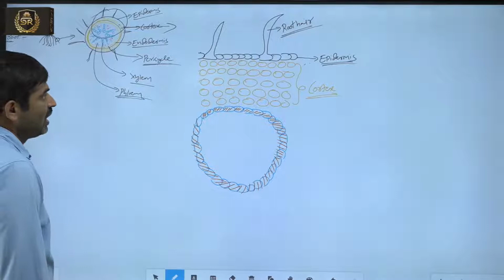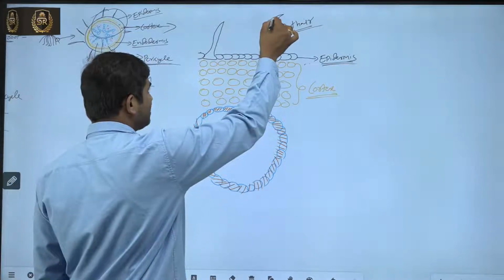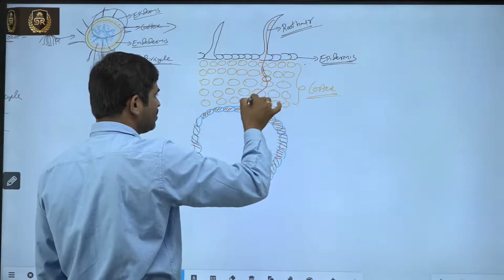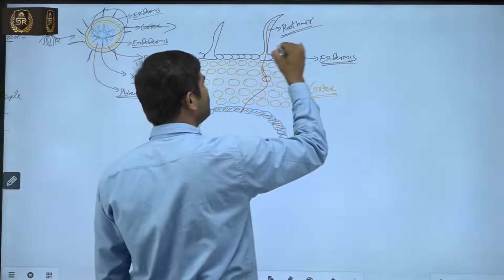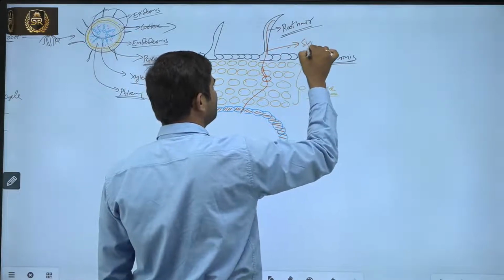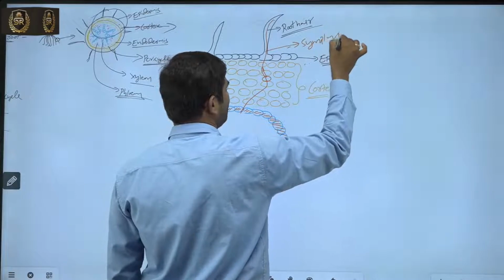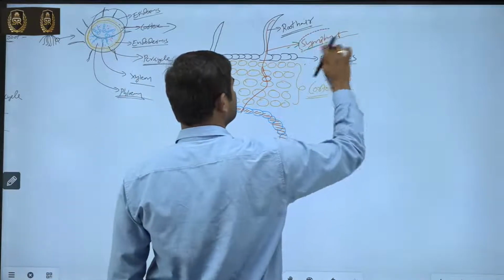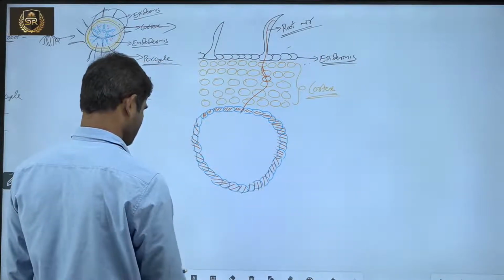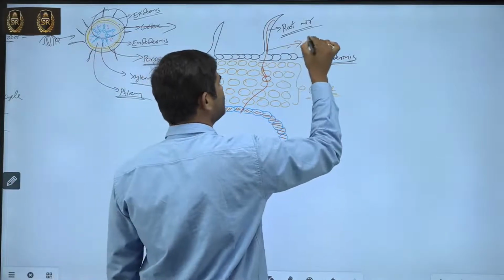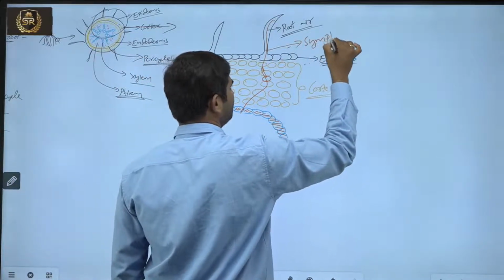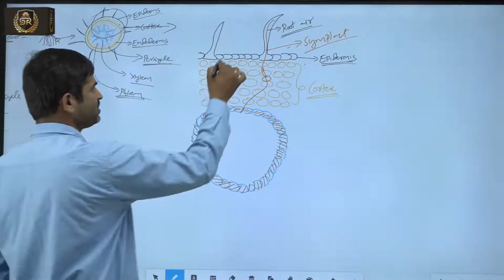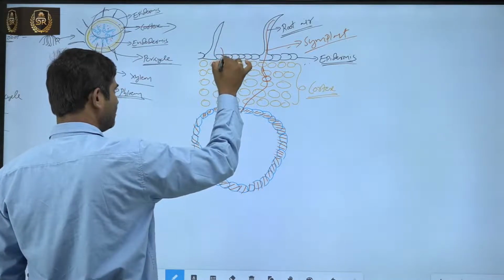Next one, generally root hairs absorb water molecules, which enter into the cell and are transported within the cells. Transport within the cells is called symplast transport.